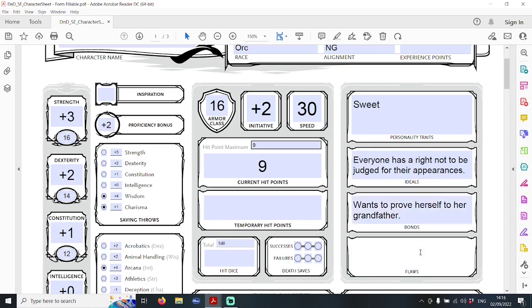Every hero should have a flaw. What is this character bad at? I think she struggles to control her emotions. She lets her emotions get the better of her. She's a very passionate individual, and she lets her emotions get the better of her.